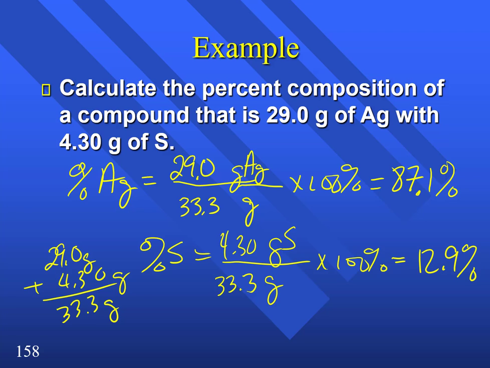Is that pretty obvious that it had to be 12.9? Why was it obvious? Because it had to add up to 100. So if 87% is silver, the rest has to be sulfur. Okay? So in order to do this, what they did is they took a compound and they tore it apart and saw how much the silver and the sulfur weighed. That's the experiment they did.